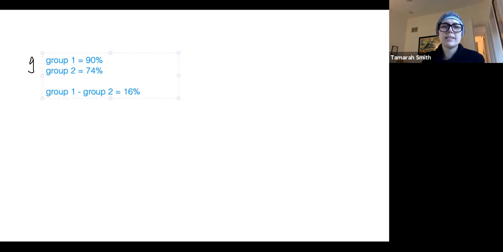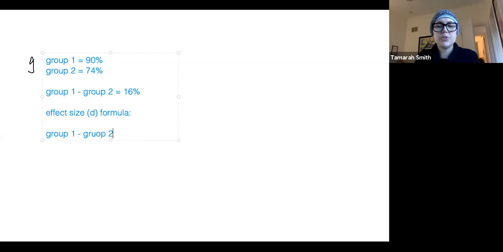Now we could run a test and the test might come out non-significant. I don't know, that was the example for the homework. But if we want to do the effect size, which I will use D for, the formula would be group one minus group two. So we're subtracting average scores here, and then we would divide that by the standard deviation.